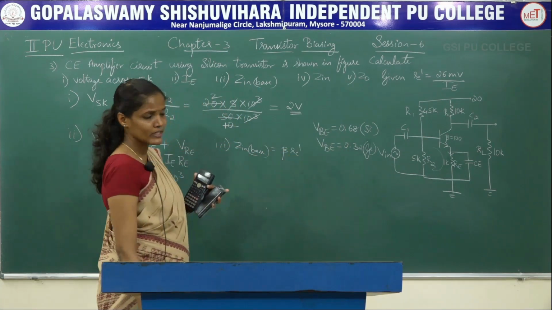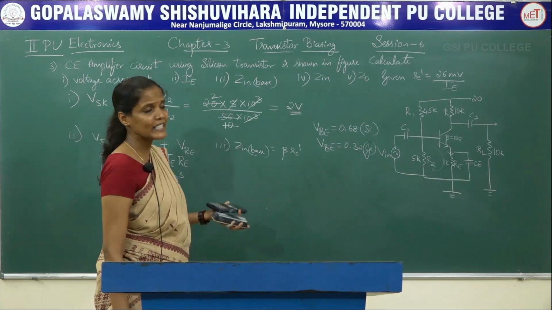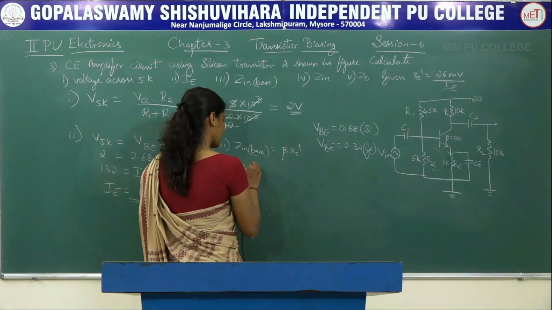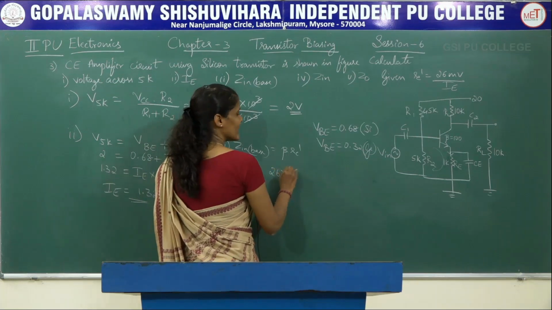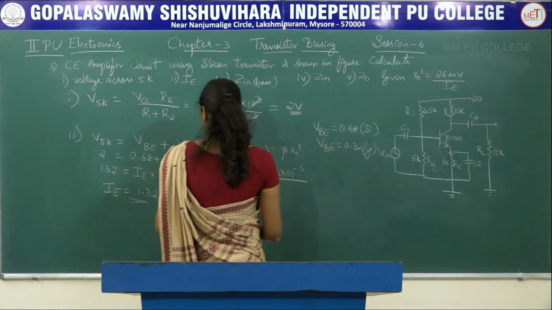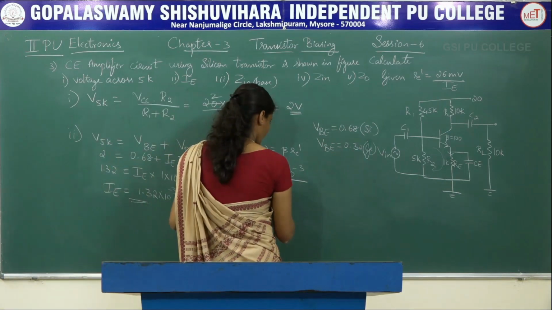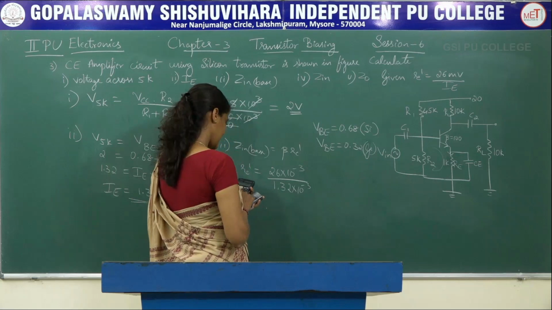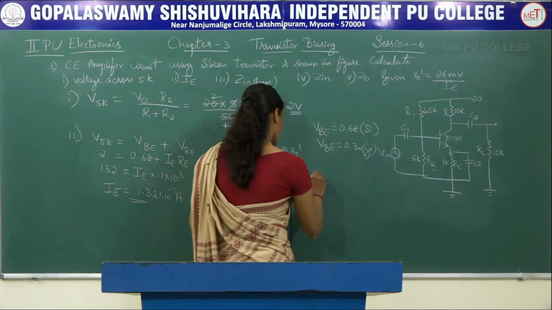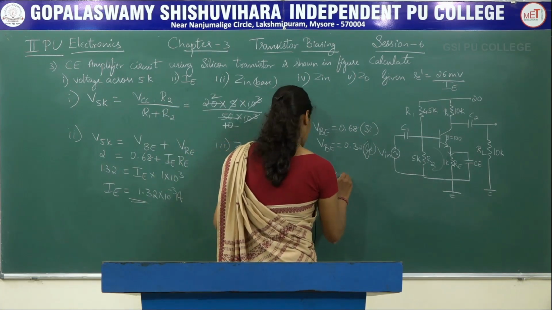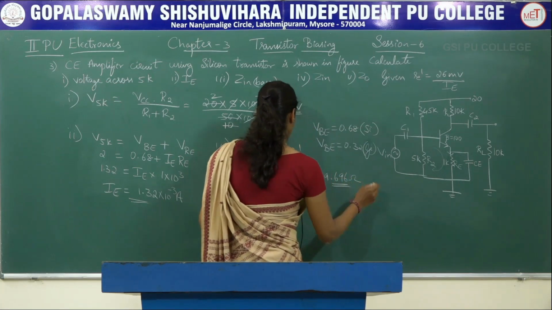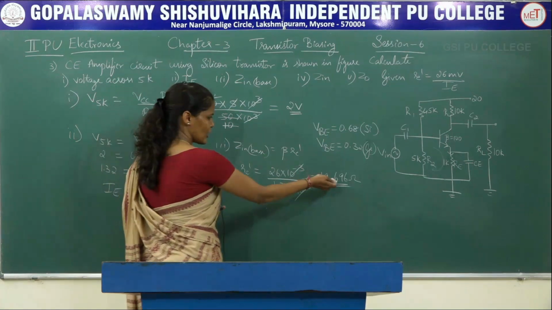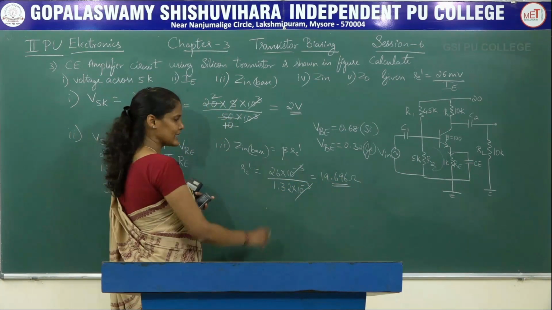Beta value is given over there, its value is equal to 100, but we don't have the RE dash value, so let us first calculate RE dash. RE dash is equal to 26 into 10 power minus 3 divided by IE value, which is 1.32 into 10 to the power of minus 3. So 26 divided by 1.32 gives me 19.696 ohms. 10 power minus 3, 10 power minus 3 gets cancelled. So I'll be left with 19.696 ohms.